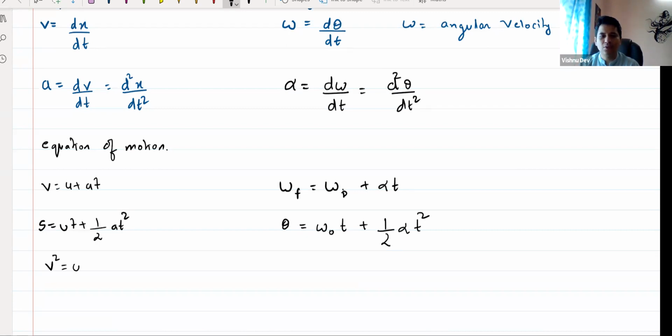V square is equal to U square plus 2AS. In the same way, यहाँ पे क्या कर सकता हूँ मैं? बताओ, यहाँ पे क्या कर सकता हूँ? Omega final square is equal to omega naught square plus 2 alpha theta. Right? चलो ये क्या है? ये हमने देखा, ये हमने जो ऑलरेडी पढ़ा है, right? क्लास 9th में उसके कॉन्सेप्ट में कर दिया.